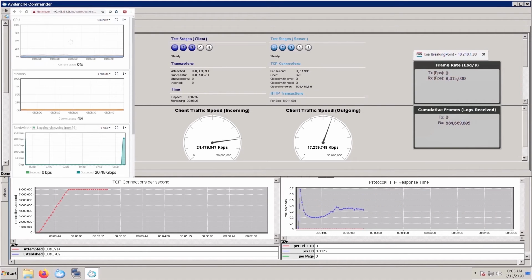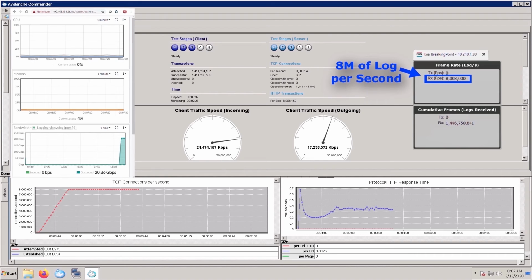Let's also look at the left side with the CPU monitoring of zero CPU utilization on the FortiGate. And we are also not utilizing any memory at all, so all of the sessions are fully accelerated by NP7. We are generating a total of 21 gigabits per second of log traffic and 8 million logs per second, so EPS rate as well.